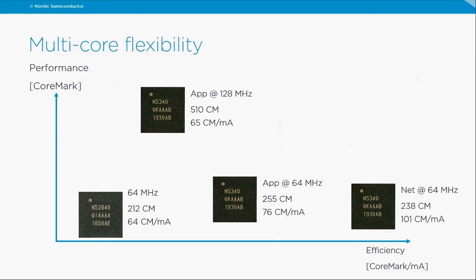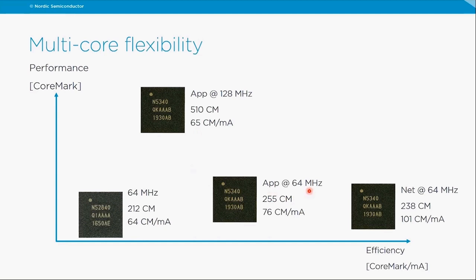Then we have this graph showing performance in CoreMark on the y-axis and efficiency in CoreMark per milliamp on the x-axis. So at the bottom left you have the nRF52840, running at 64 MHz, and this is capable of doing 212 CoreMark and 64 CoreMark per milliamp. And then up here you have the application processor in the 5340 running at full speed, 128 MHz. Then you get 510 CoreMark, so you get more than double what you get on the 52840, and actually it has better efficiency, as you can see.